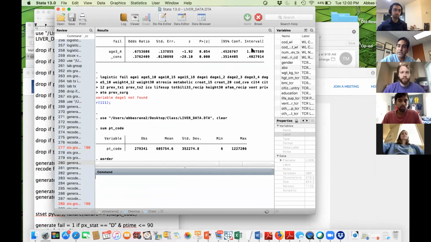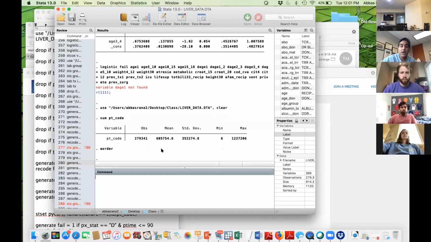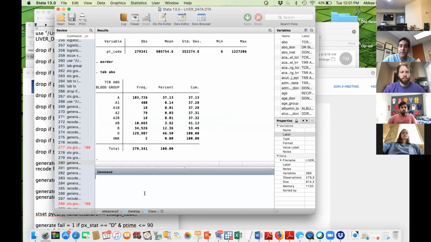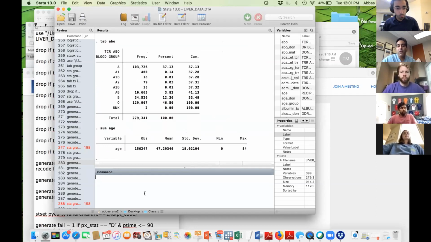We said that there are two types of variables. There's categorical and continuous, or string. Categoricals are like black and white, and continuous are scale, like creatinine, for example. And they each have a particular language. So we know that tabulate is going to be what we use for categoricals. And you can always abbreviate something as long as it's distinct. So tab, ABO, and sum for continuous things. Summarize, it stands for. And here we summarize age.